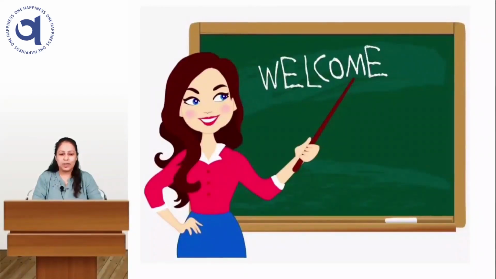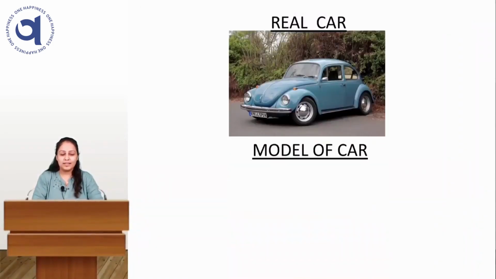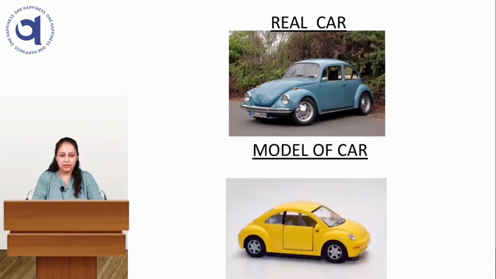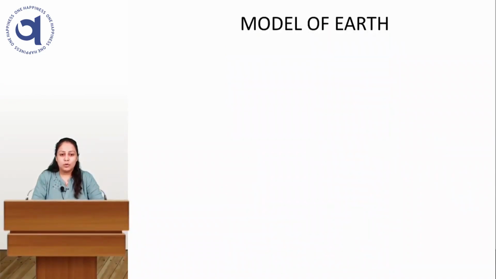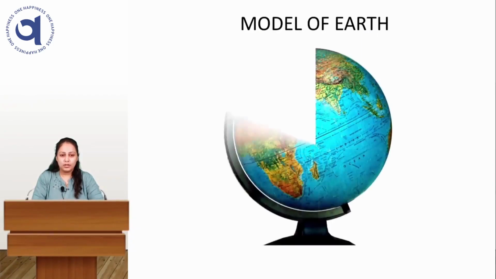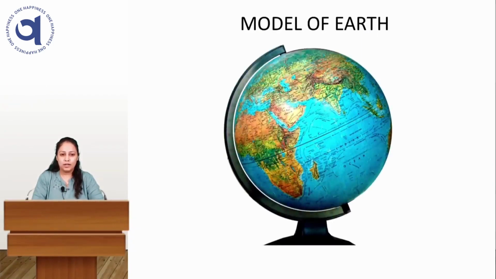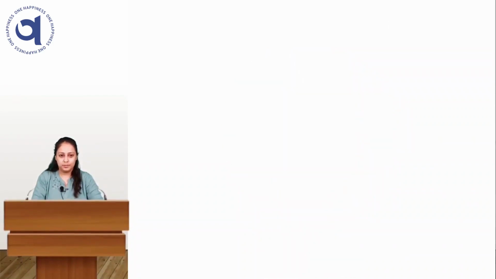Before starting our topic, I want to show you something. What is this? This is the image of a car, but is it the real image of a car, right? Below it, what is this? This is a model of the car, or you can say toy car. I want to show you one more thing. If you want to study about Earth, we are using a model of the Earth, and this is known as globe, the globe.